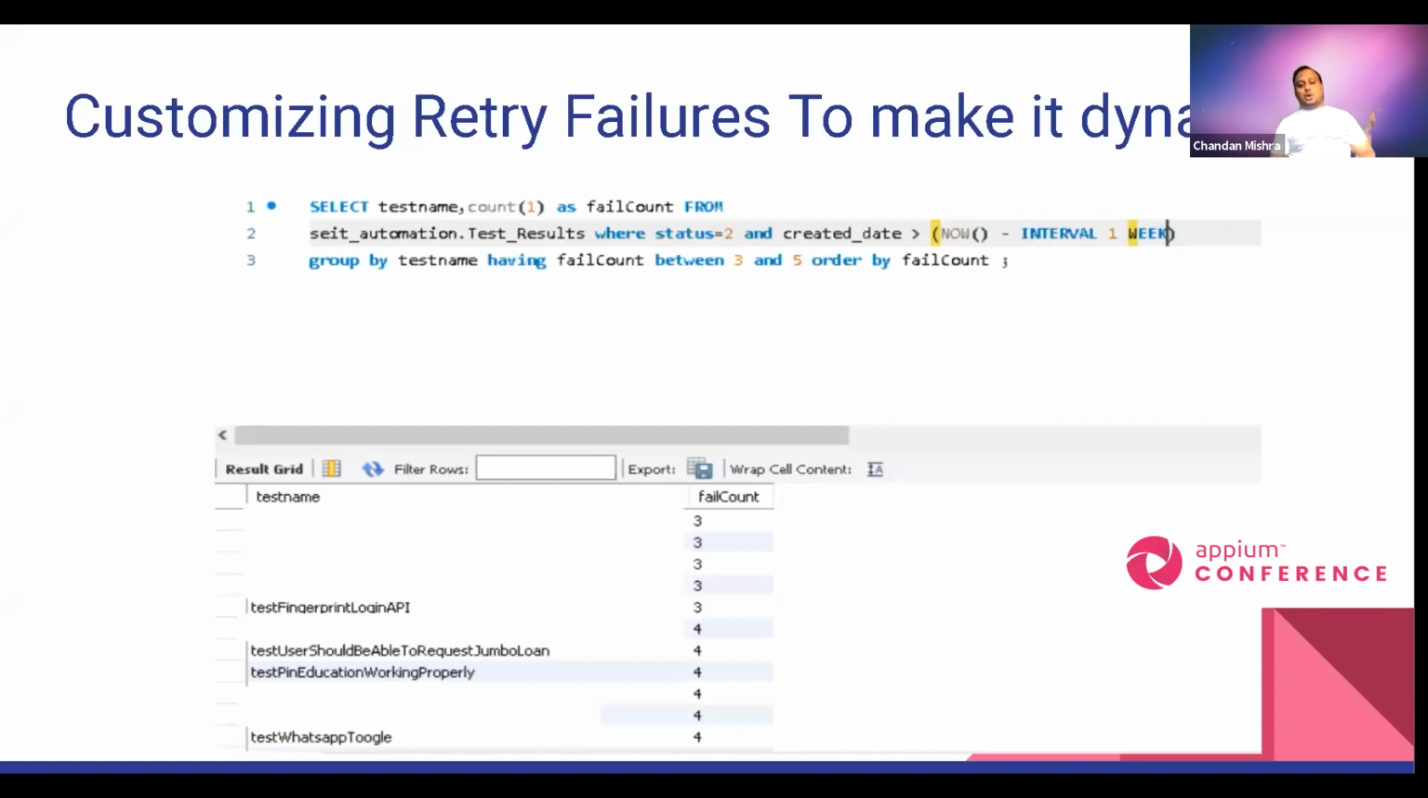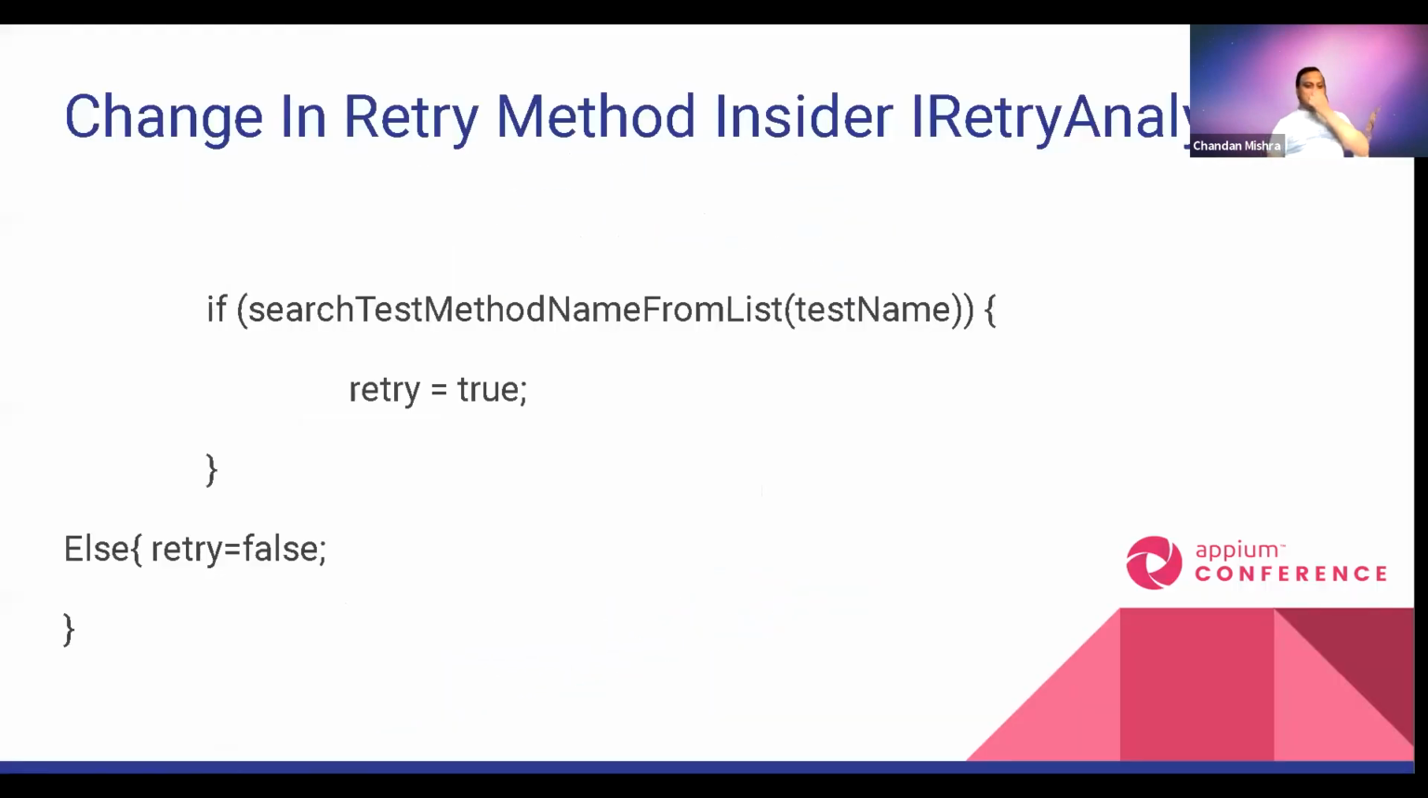Once I got the list, I passed this list to my retry method. So I can search for this method in the list, right? If it is present in the list, then retry, else no. So rather than retrying, let's say, 287 cases, I was retrying only, let's say, 15 or 20 cases, which are flaky compared to others.